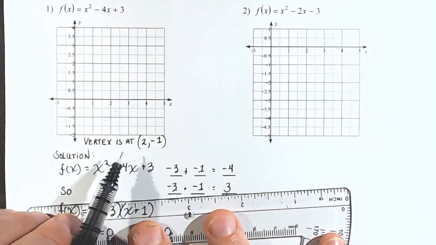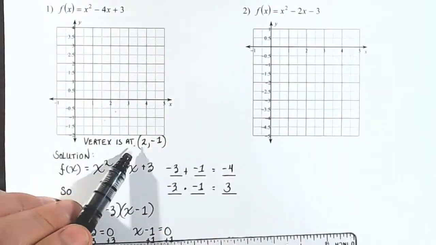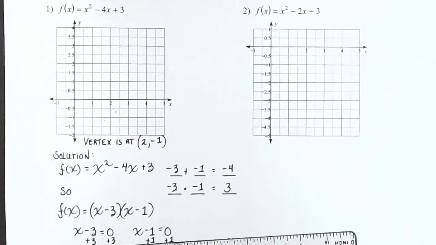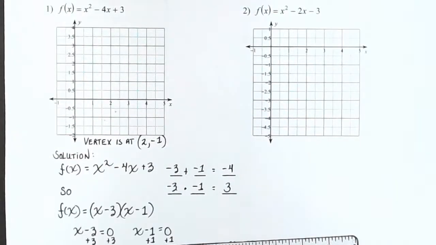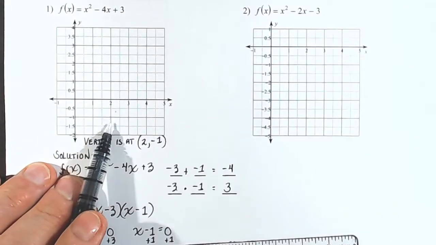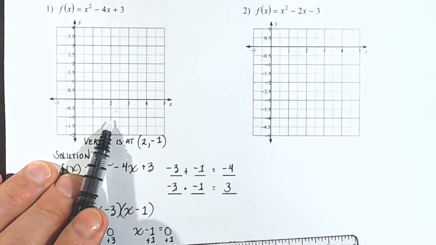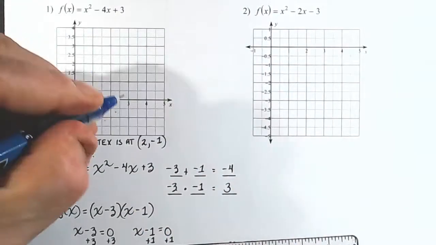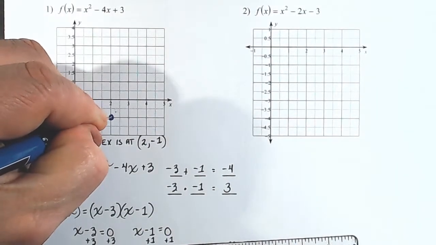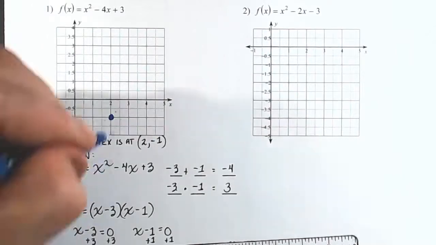So we're going to plot all of our points. We'll plot the vertex, the y-intercept, and the two x-intercepts, and then we'll graph it in. First, we'll plot the vertex, (2, -1). So that's 2 on the x, -1 on the y, right there. So I'll plot that in blue. Okay, this is the vertex.